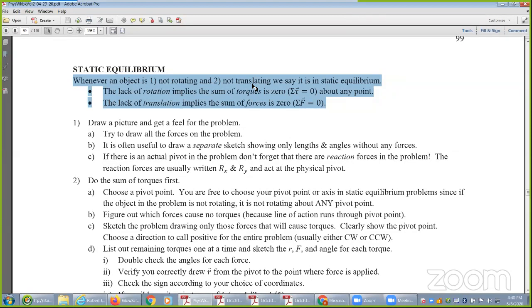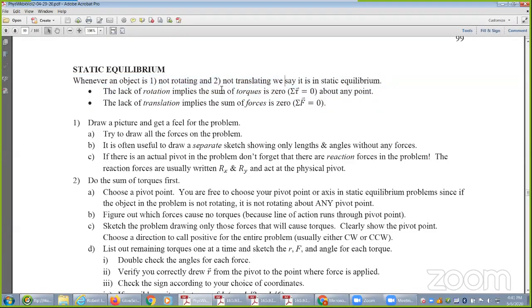This is different from dynamic equilibrium. In dynamic equilibrium, you could be moving, but at constant speed. If you're moving with constant velocity, you would still have no net force, but you would be moving. That's called dynamic equilibrium. So static equilibrium means you're not moving, basically.